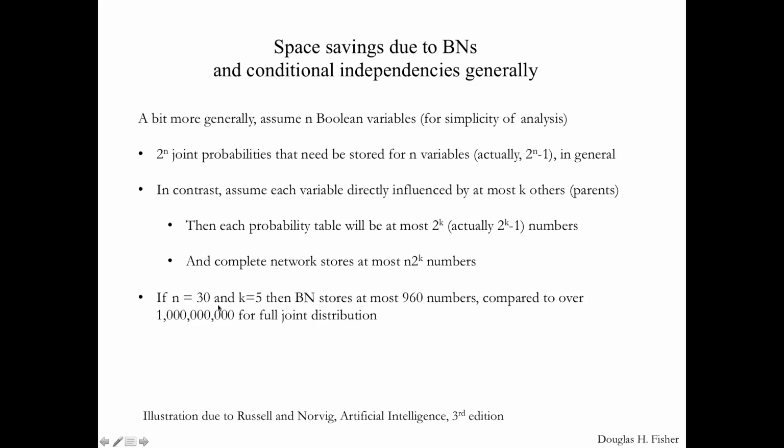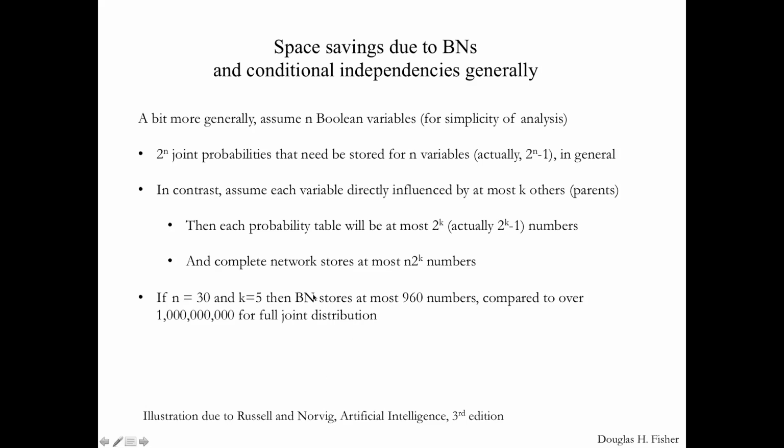So if n, the total number of nodes or variables, is 30, and k, the maximum number of parents of each node, is 5, then the Bayesian network, taking advantage of conditional independencies, is going to require 960 probability assignments. That's going to be compared to 2 to the 30th if I was going to explicitly represent the full joint distribution. That's going to be over 1 billion numbers.